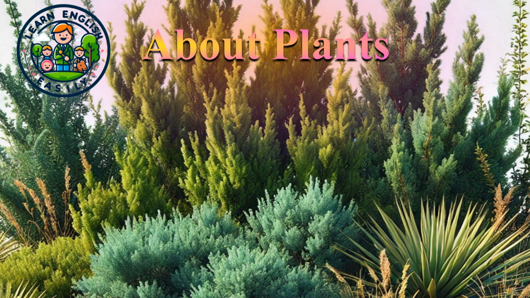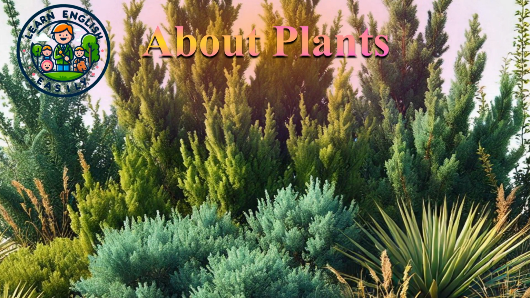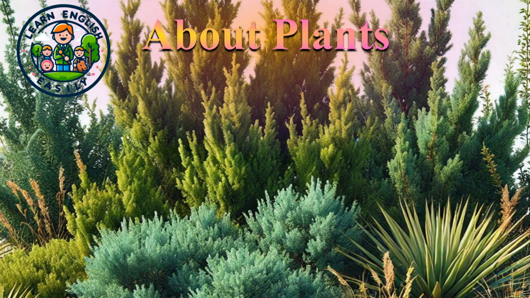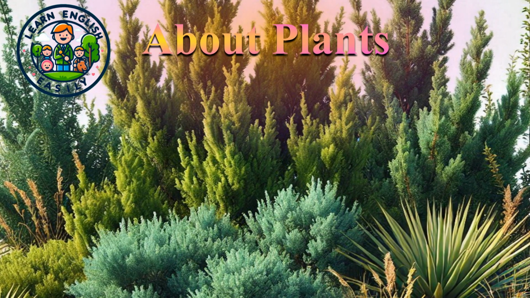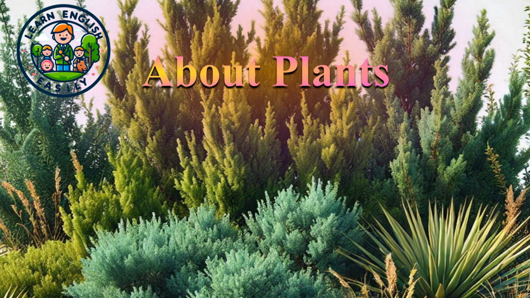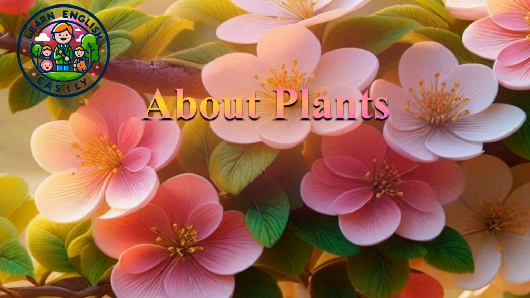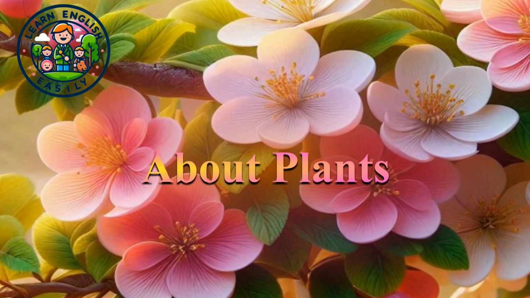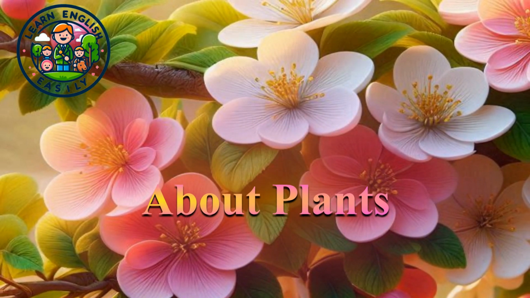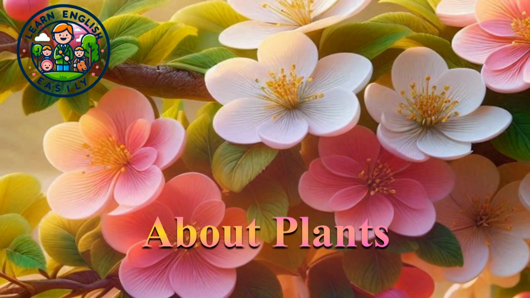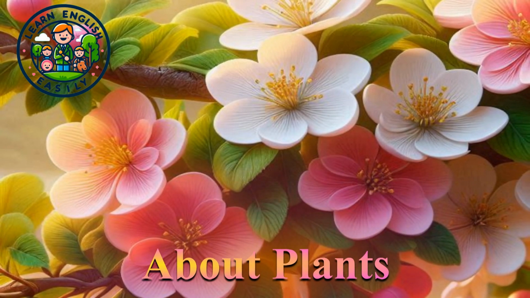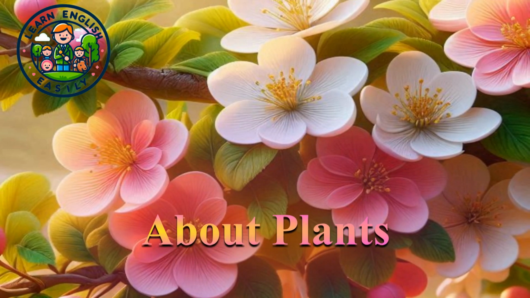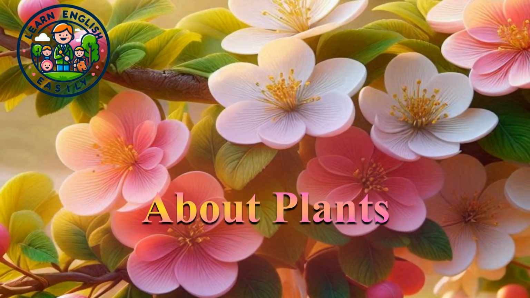What are some examples of edible plants? Examples of edible plants include spinach, carrots, and tomatoes. What do we call the tiny holes on a leaf? The tiny holes on a leaf are called stomata. How do plants get rid of excess water? Plants get rid of excess water through evaporation from their leaves.